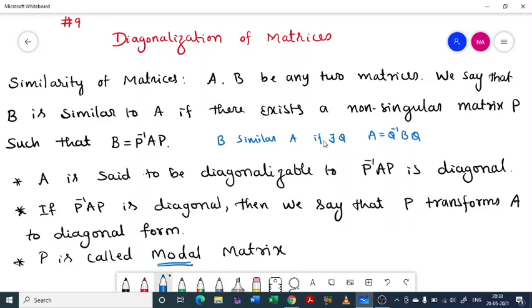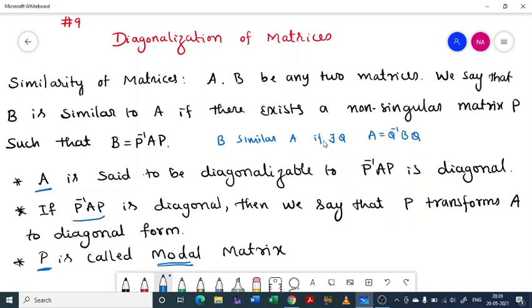So what we discussed so far is similarity of 2 matrices. We say that a matrix B is similar to A if B equals P inverse AP for some non-singular matrix P. And if A is similar to a diagonal matrix, then we say that A is diagonalizable, and in such a case P is called a model matrix, and we say that P diagonalizes A. So that's about the basic definitions or terminologies you must know to discuss problems.